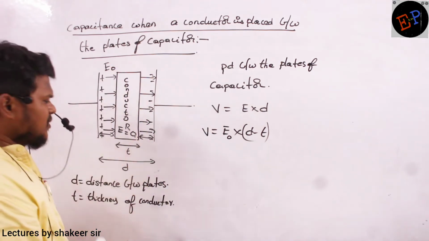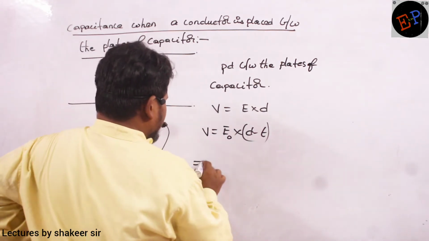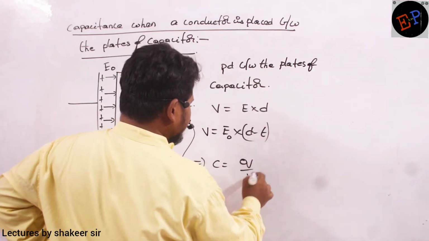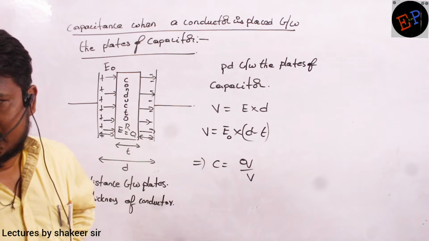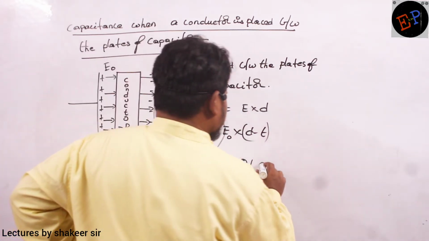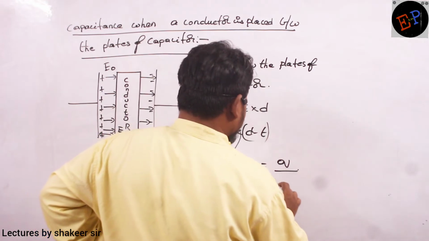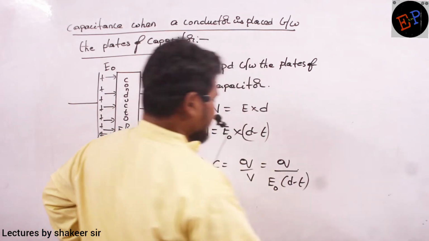E naught. Okay. Now what is the formula? The formula is C is equal to Q by V. This is the equation of capacitance, no? C is equal to Q by V. So Q divided by V, how can I write? I can write E naught into D minus T. I can write like this.